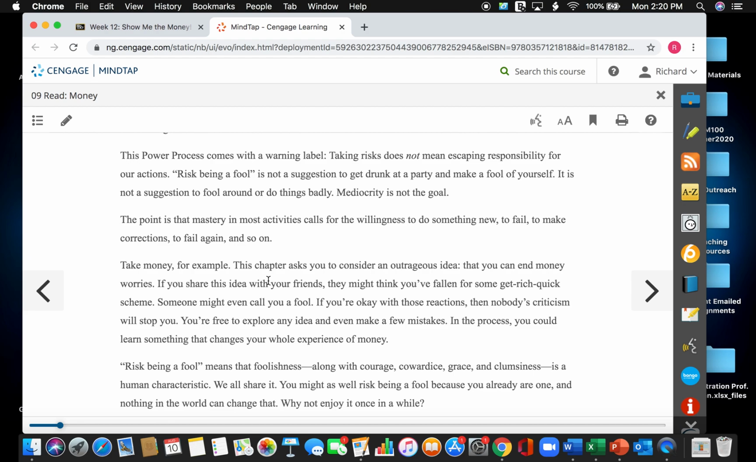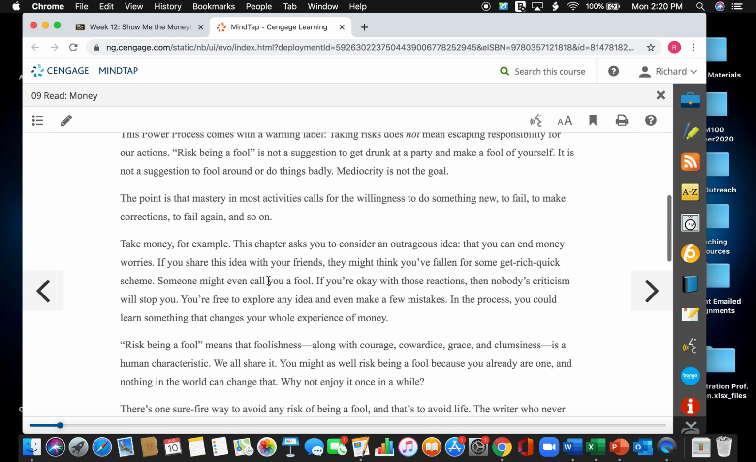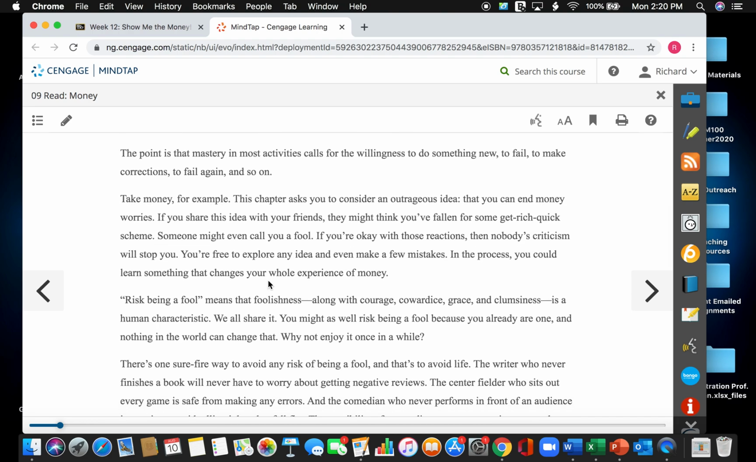Risk being a fool is not a suggestion to get drunk at a party and make a fool of yourself. It is not a suggestion to fool around or do things badly. Mediocrity is not the goal. The point is that mastery in most activities calls for the willingness to do something new, to fail, to make corrections, to fail again, and so on.